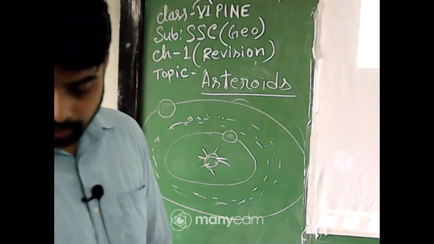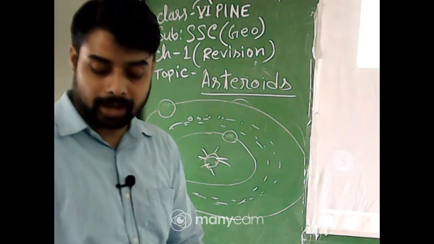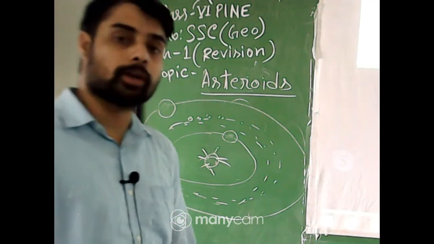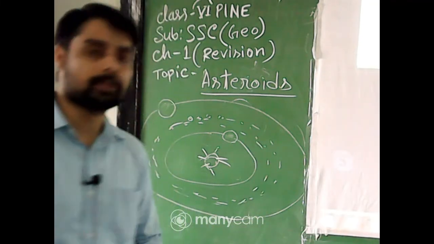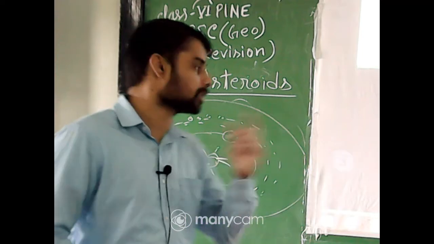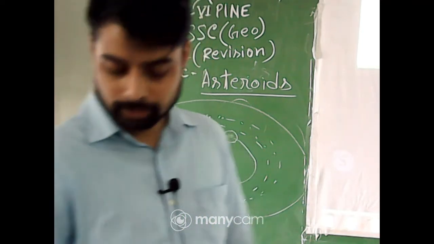And scientists are of the view that asteroids are a part of the planets which exploded many years back, long ago from the main planets. They are separated and move around the sun in an elongated path together.